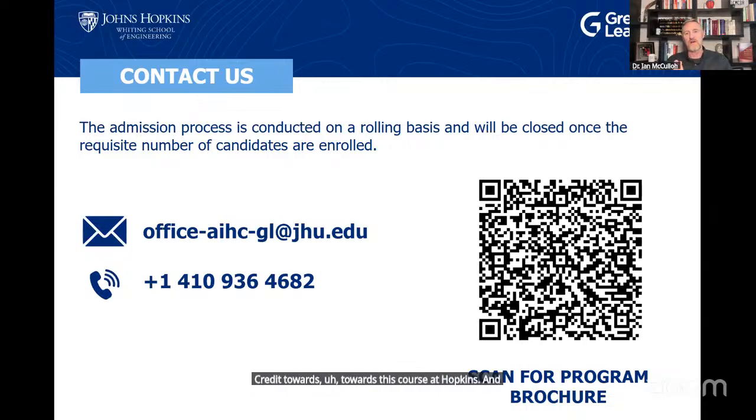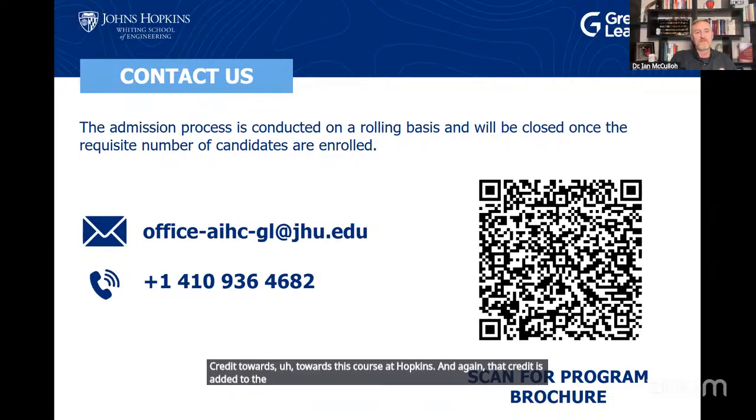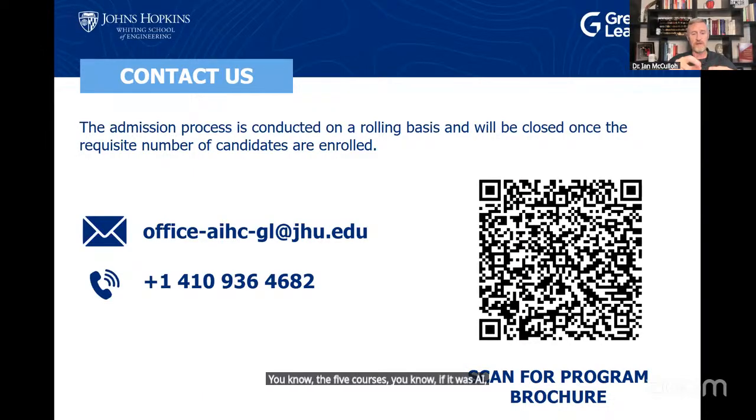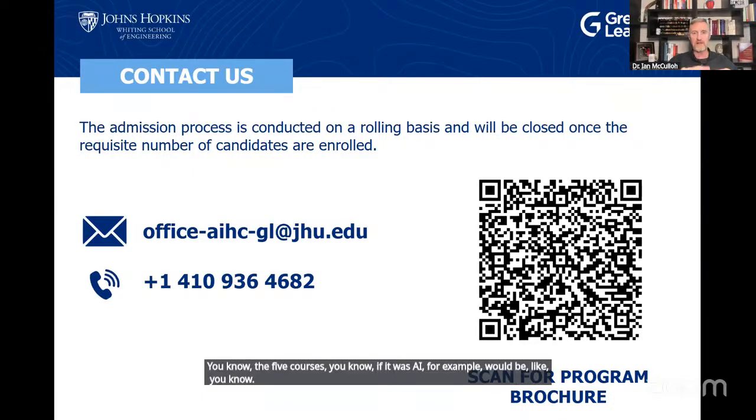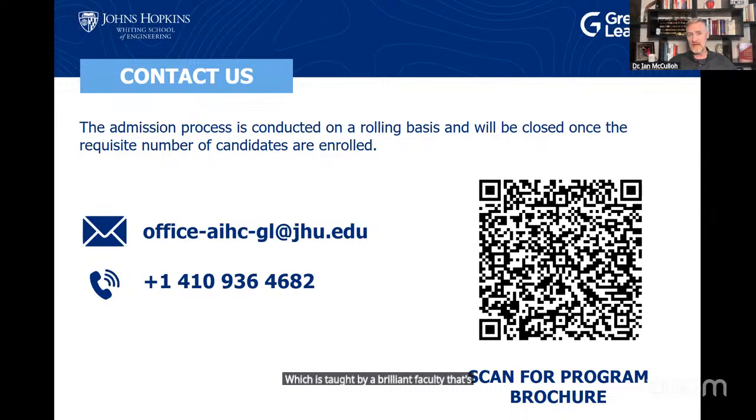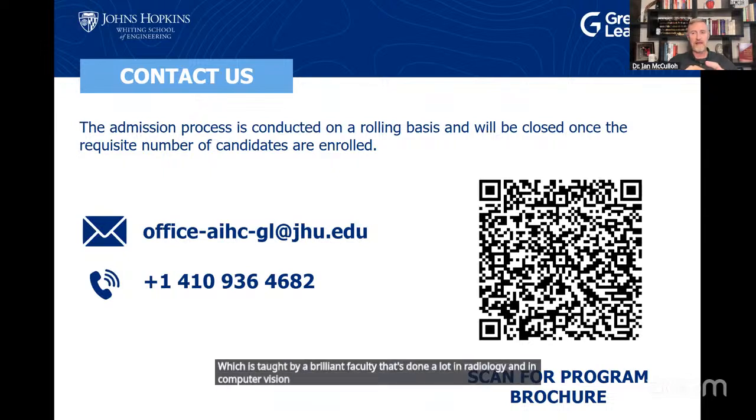And again, that credit is added to the transcript once you've completed the core courses, which is like 5 courses. So 10 courses for a master's degree. The 5 core courses, if it was AI, for example, would be algorithms, machine learning, a generative AI course, and AI-enabled systems, which is taught by a brilliant faculty member who's done a lot in radiology and computer vision. And I'm missing one. And then of the 5 electives, you'd have one elective from this course. So if that makes sense.